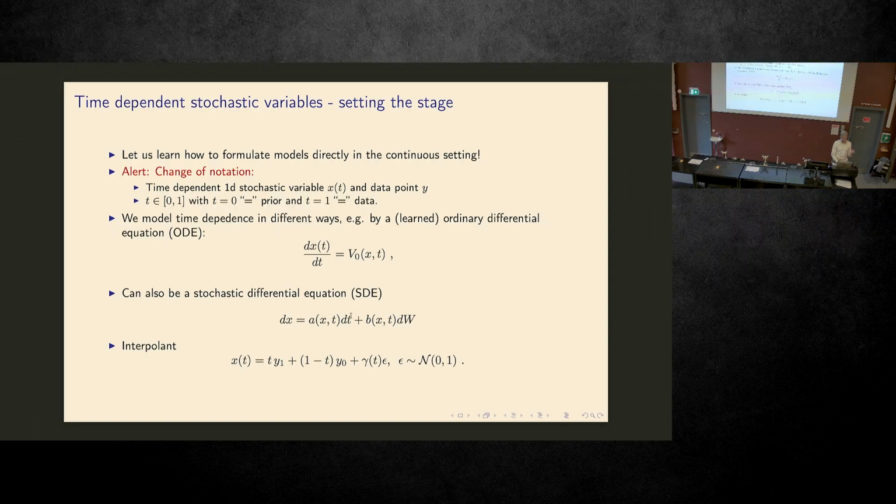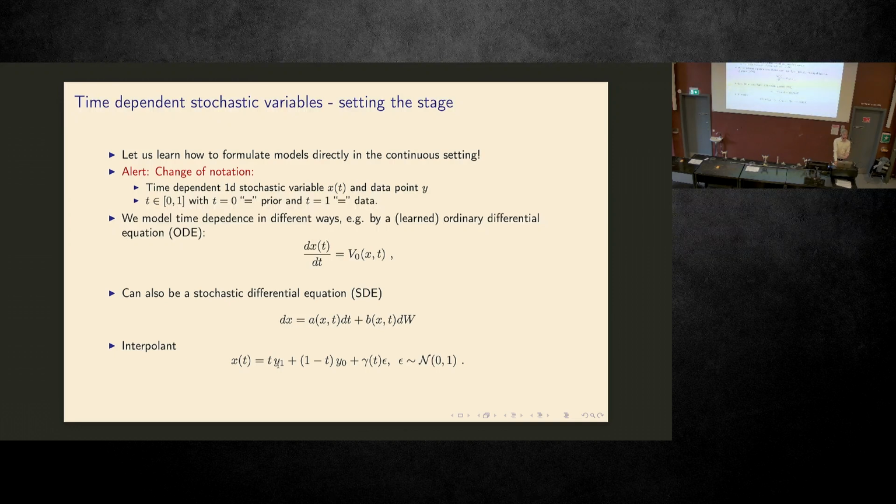I'll come back to what that means, but you can just think about it like this: you have some kind of term like in the ordinary differential equation, a drift term, and then you have dW, which corresponds to noise you add to the stochastic variable. You can also have an interpolant where you have two anchor points at time equal to 0 and 1, and then you interpolate between the two. And if y1, for example, comes from a distribution, then also x will come from a distribution.